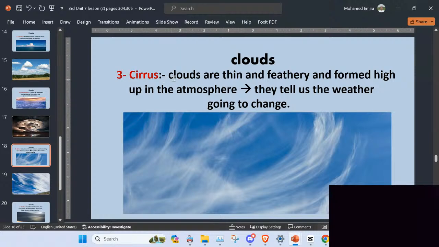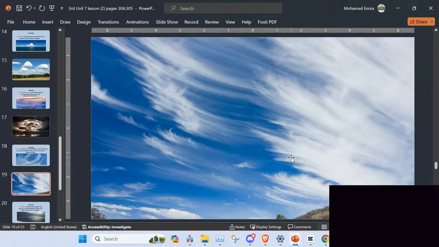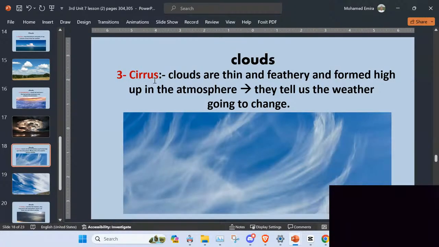Cirrus clouds look like the feathers of birds. When you see the sky doesn't have too many clouds, it looks like this. It looks like someone is wiping the sky with a mop or something. This is the cirrus clouds. If you see them, there is a lot of wind movement, and this tells you the weather is about to change. It's about to get a little bit colder, a little bit windy, and so on. So the third kind of cloud is called cirrus.